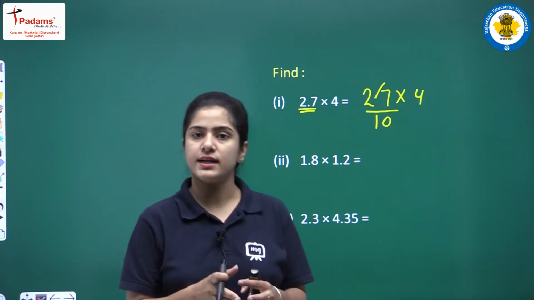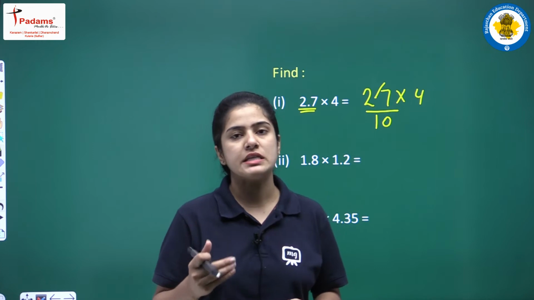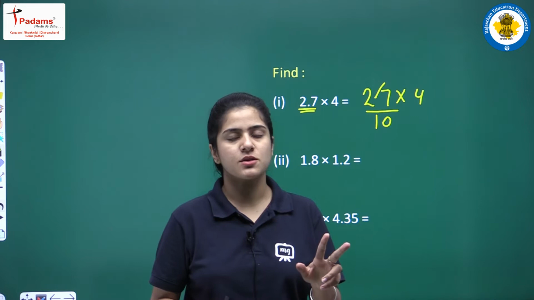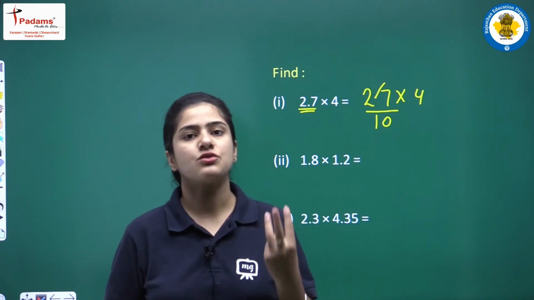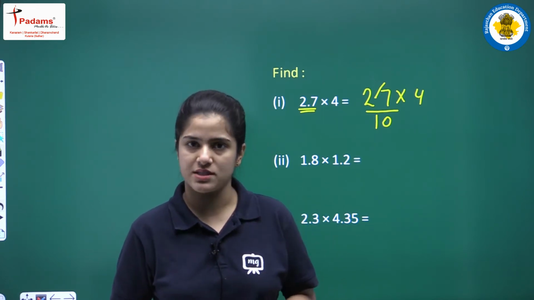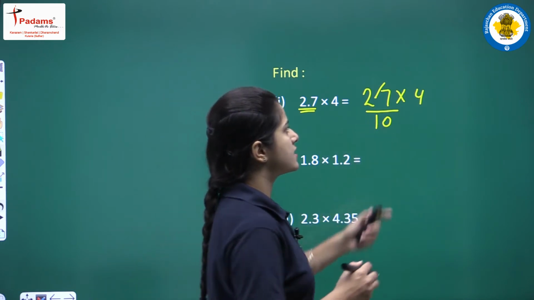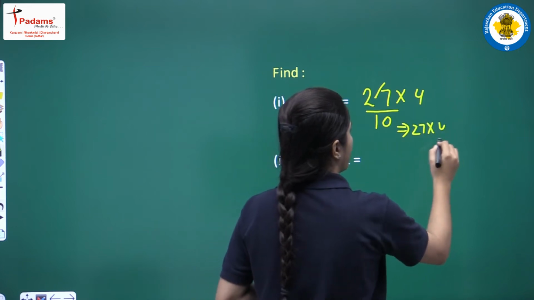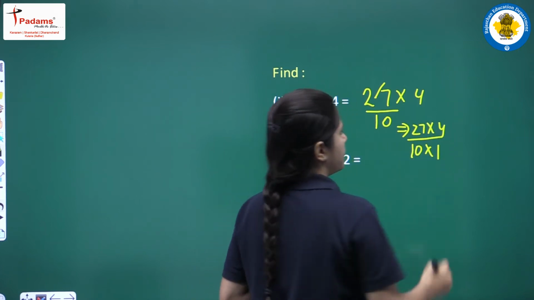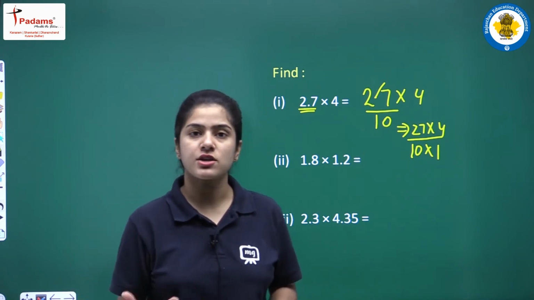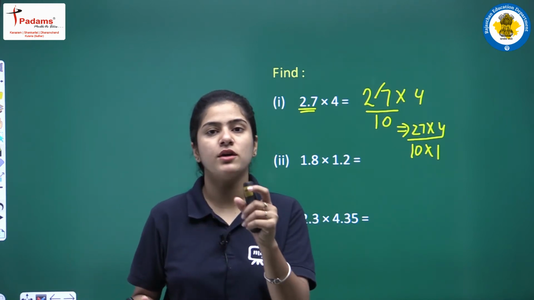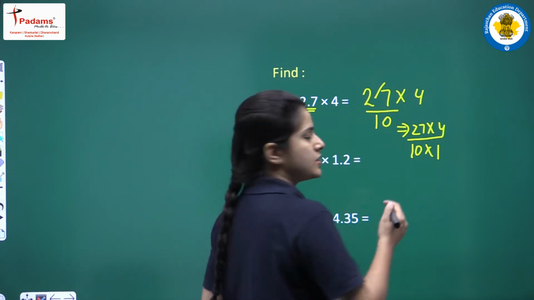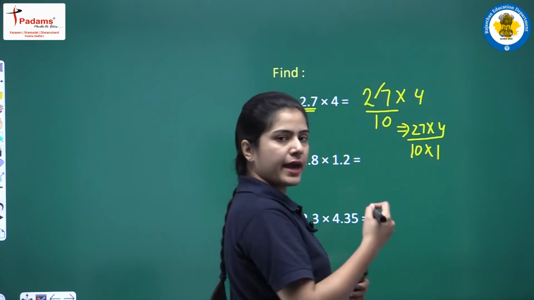So if there is one digit after the decimal place, then in the denominator there comes 10, and if there are 2 digits, then it comes 100. If there are 3 digits, then it comes 1000. Now it is in the form of 27 into 4 upon 10 into 1. We have studied how to multiply fractions: product of numerators upon product of denominators. So we will multiply 27 into 4 and 10 into 1.